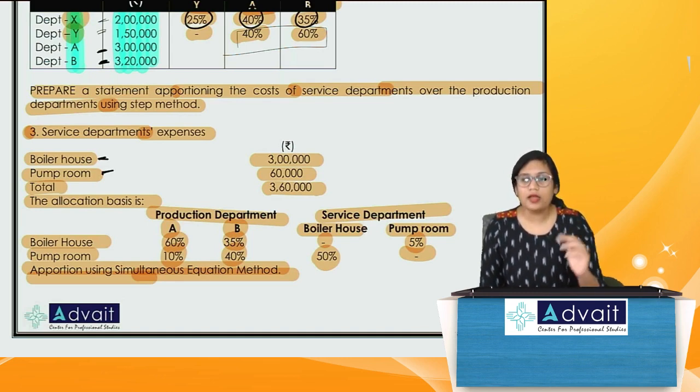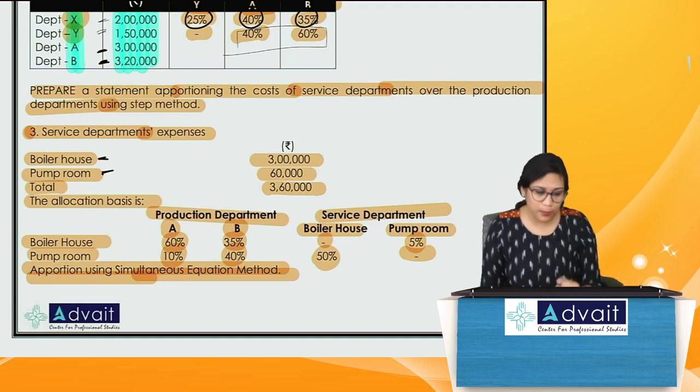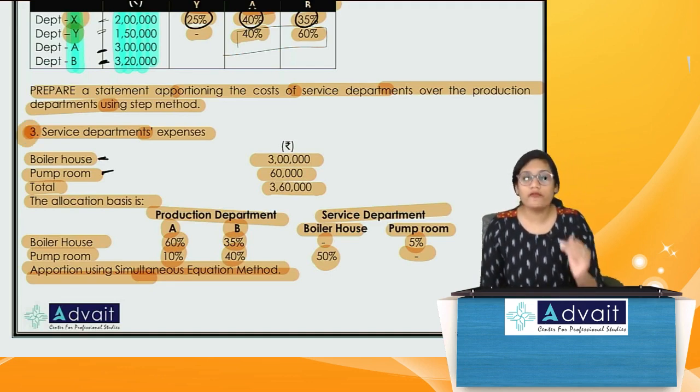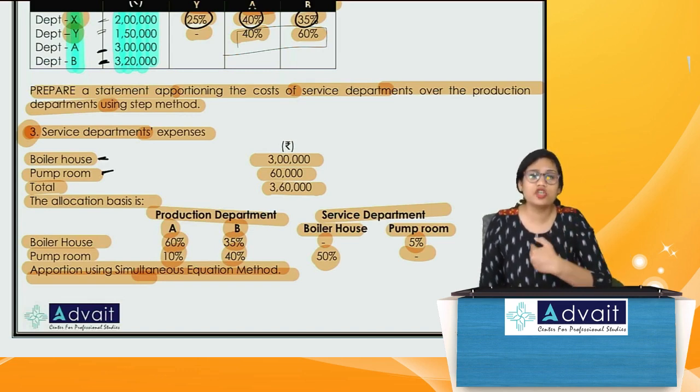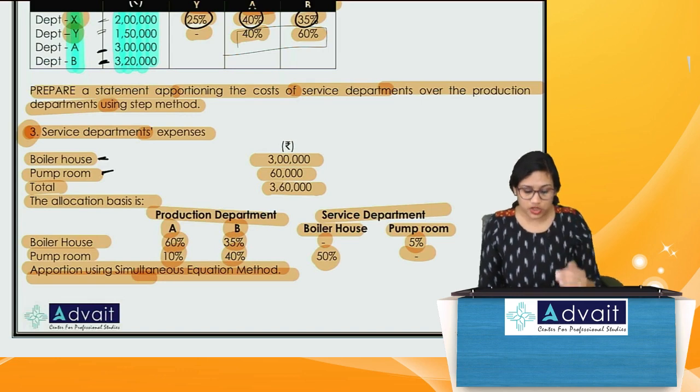Simultaneous equation method, and the other method was called the repeated redistribution method. So in this particular problem, which is problem 3, we are to solve using the simultaneous equation method, not the repeated redistribution method. If the question does not say anything, let's say they had simply said reapportion, then what do you do? Then you do whatever you want.